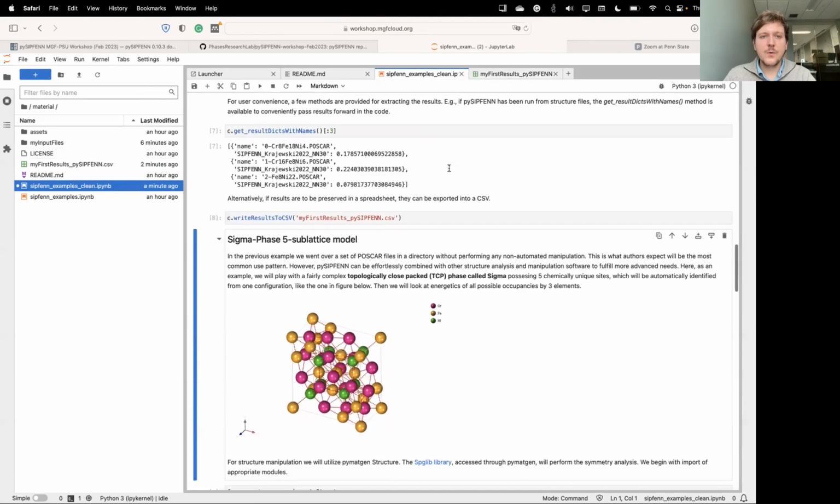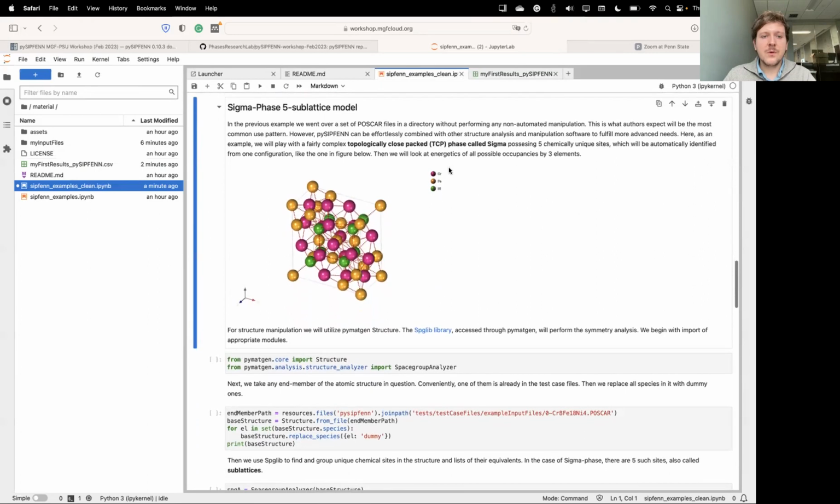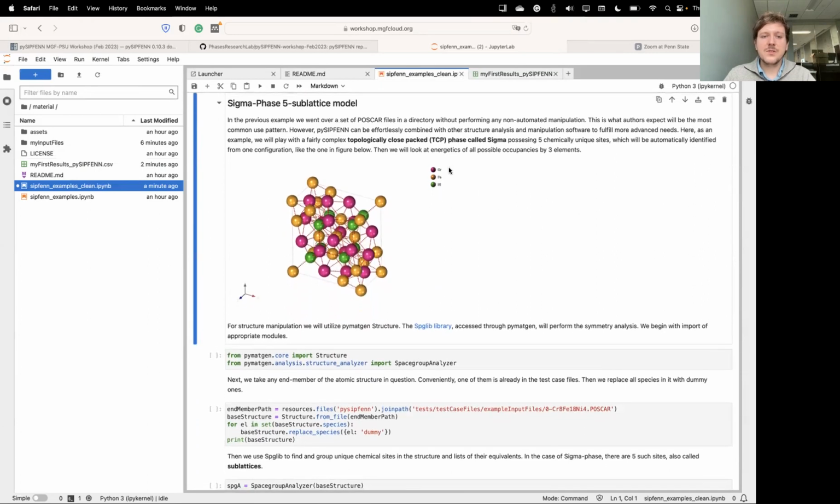So with that, we can go to some more advanced examples. In the previous one, we just ran it on a directory with a set of POSCAR files, just a couple of quick functions. But now we're going to do something a bit more interesting.